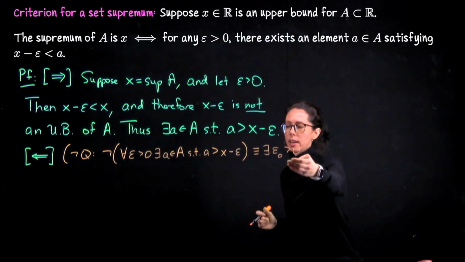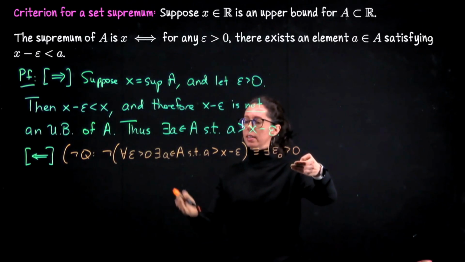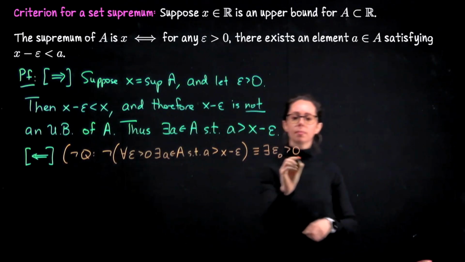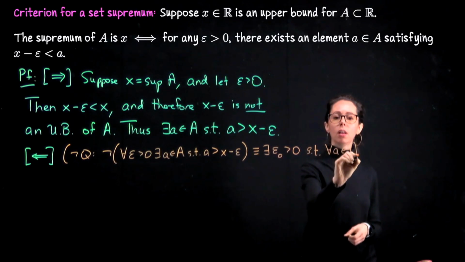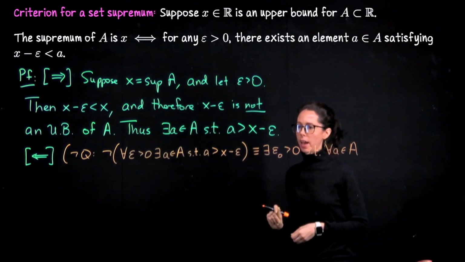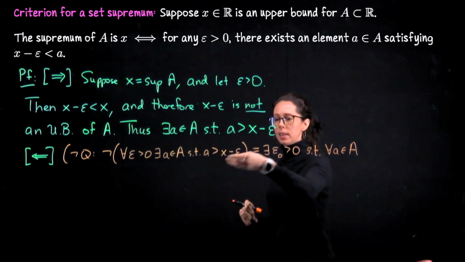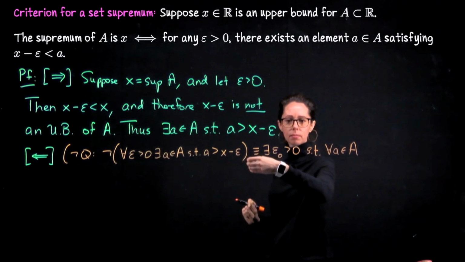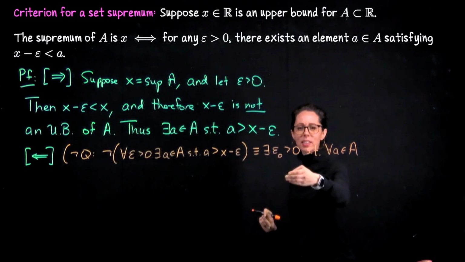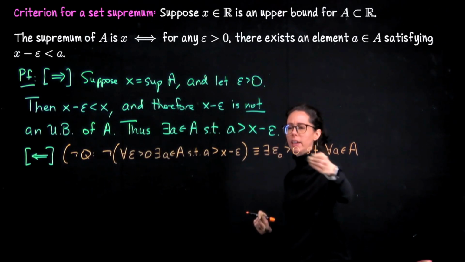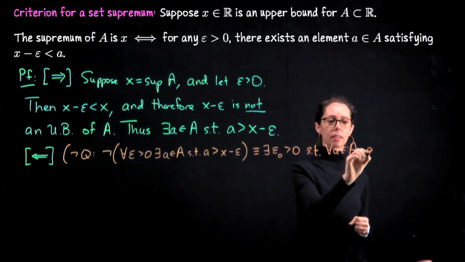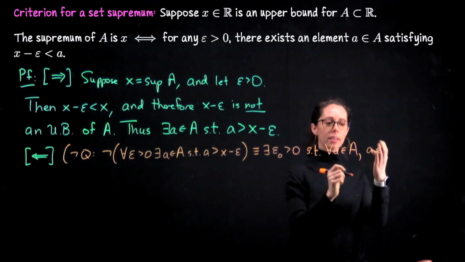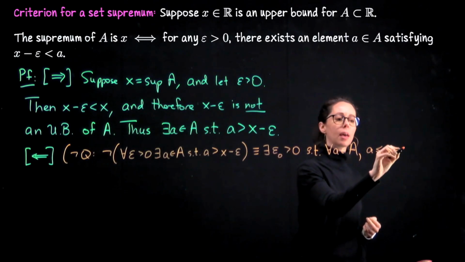There exists an epsilon such that for all elements a in the set A, this does not happen. I got a little turned around. There exists an epsilon such that for all a, it's not this. Such that for all a in A, the element little a is less than or equal to, so not greater than is less than or equal to, x minus epsilon.